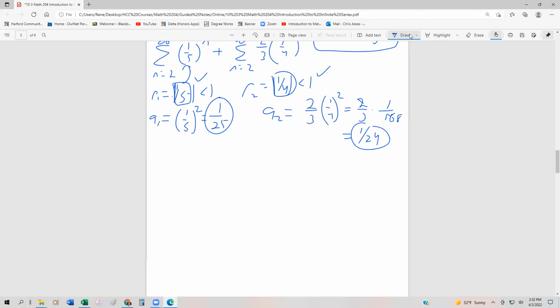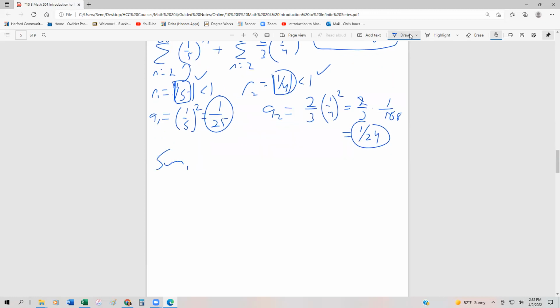So let's find sum 1. The sum of the first is going to be equal to a over 1 minus r. So that's 1/25 divided by 1 minus a fifth, which is the same as 1/25 divided by 4/5. And I believe that's going to be 1/20th if we work that through, because that'll be 1/25 times 5/4. And so that should be 1/20th. So that's the sum of the first series.